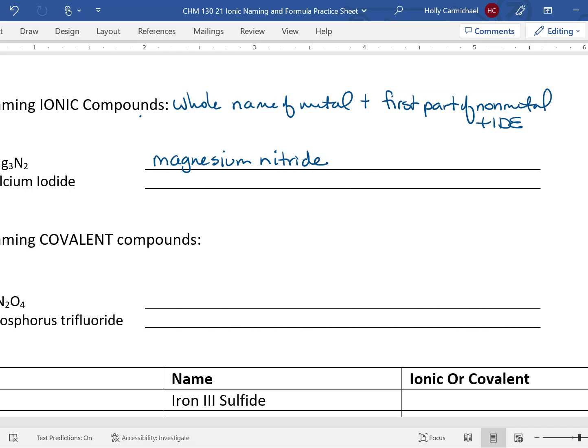If I want to go from the name to the formula, like calcium iodide, what do I do? Do this in like the two-step thing. So what do I write first? Calcium iodide, what would I put? Yeah. Ca. And what would its charge be? +2. How do you know? It's the group number, right? So remember the metal, it's the group number.